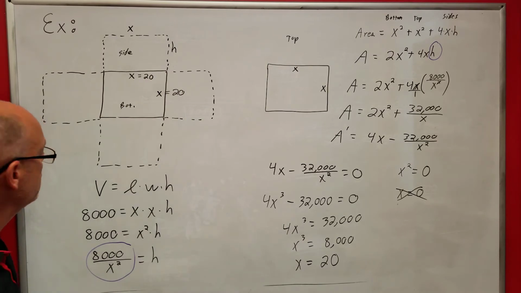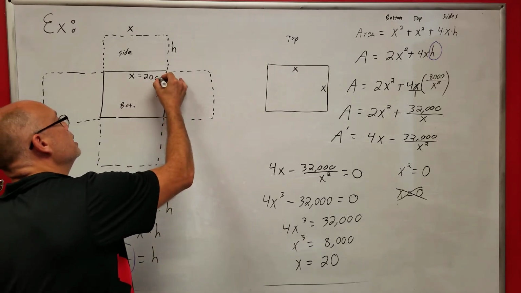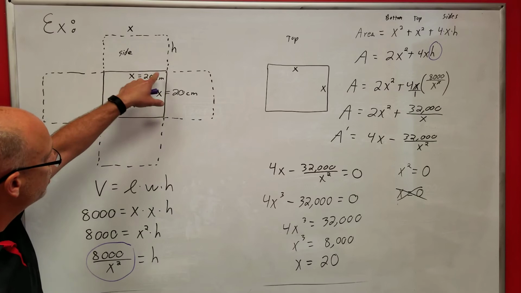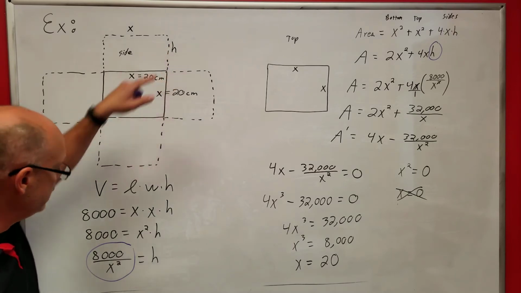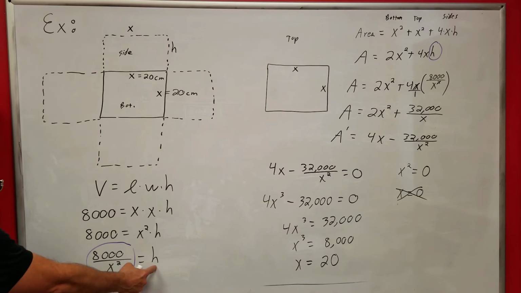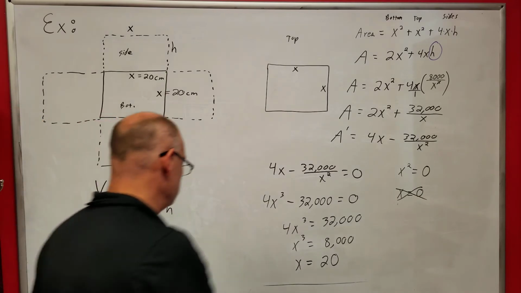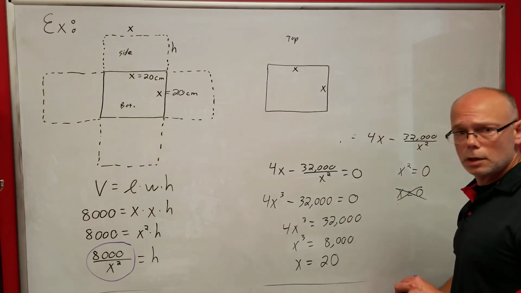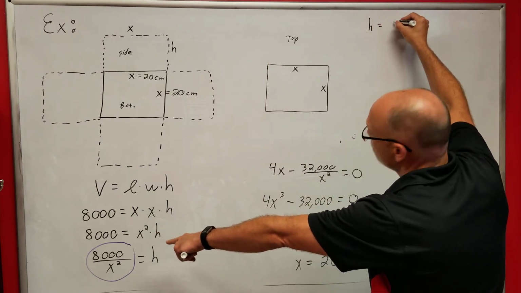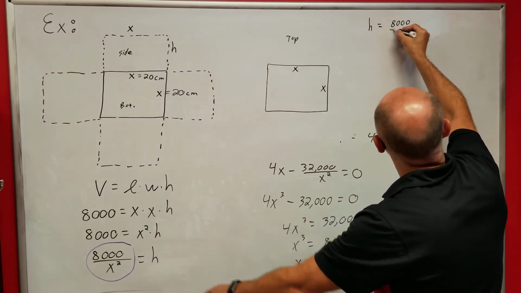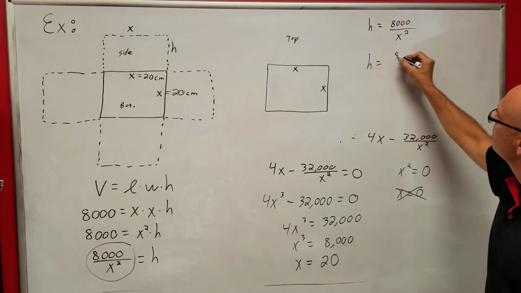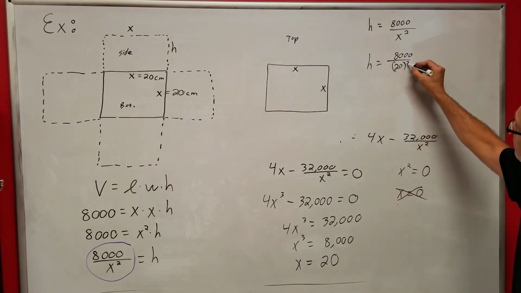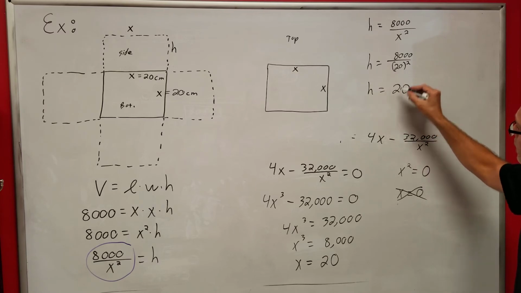Now, what's the units we're using here? Centimeters. So I found my dimensions of the width and the length. Now I need to find my height. So I'm going to go back to that equation. I'm going to say, okay, well, h was equal to 8,000 over x squared. So h is equal to 8,000 and x needs to be 20, so I'm going to substitute in 20 here, squared. If I do this calculation, I get 20 there as well.